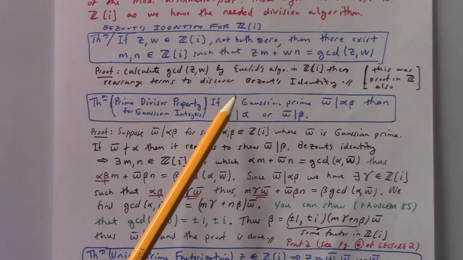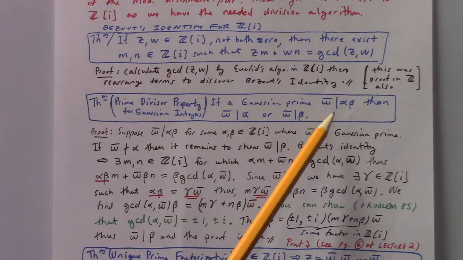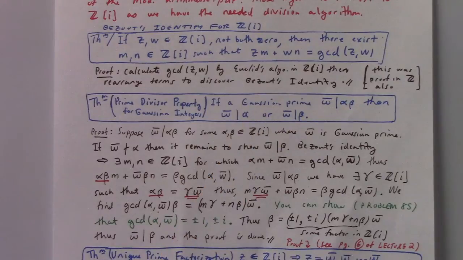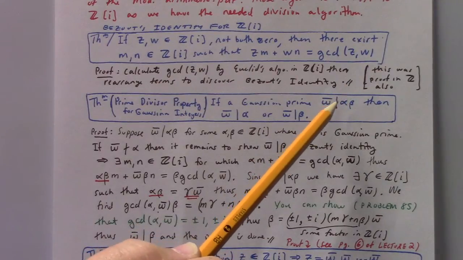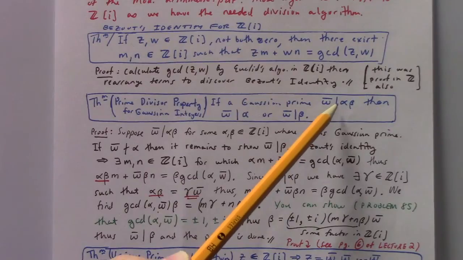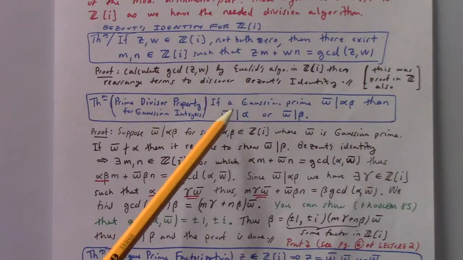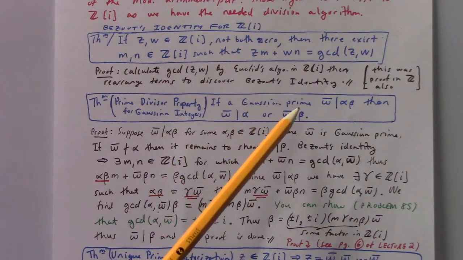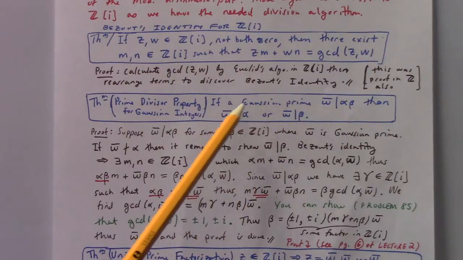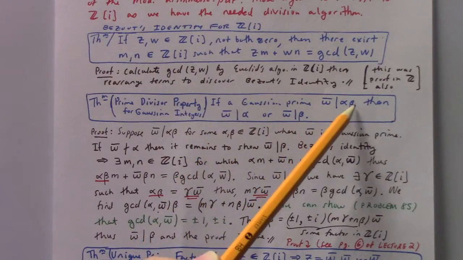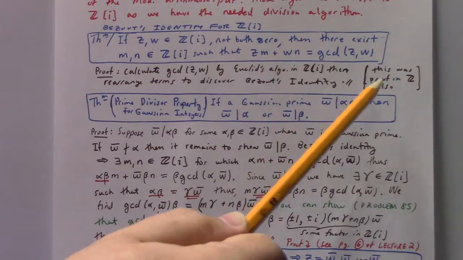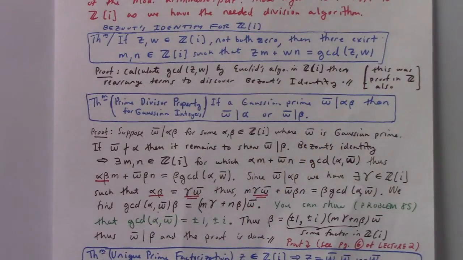So if a Gaussian prime pi, well, this is apparently a funny way of writing pi, as Stillwell says, I'm going to call that omega bar. I don't feel like calling it pi. Fine, I give up. Okay, so suppose omega bar divides alpha beta. Then either omega bar divides alpha or omega bar divides beta. So basically a Gaussian prime can't disappear. It's got to be in one or the other. They're indestructible, atomic in some sense, although I think that terminology is physically dated.